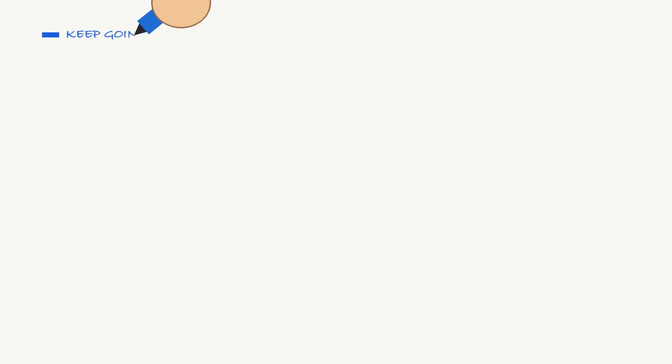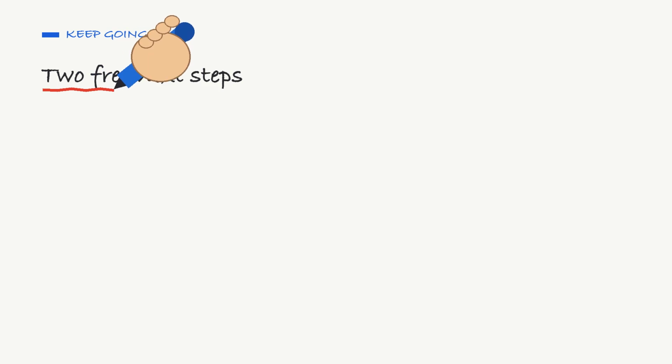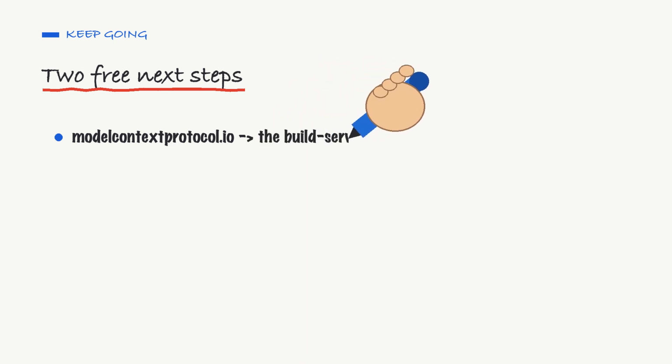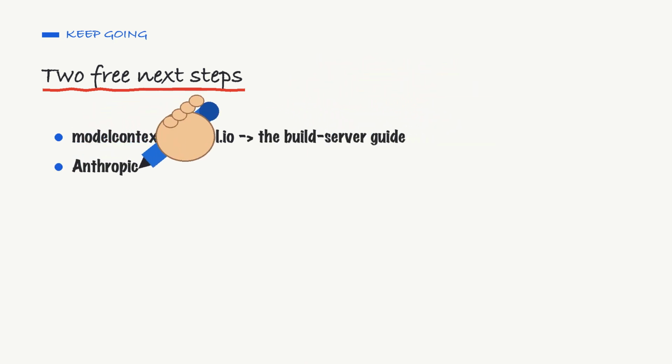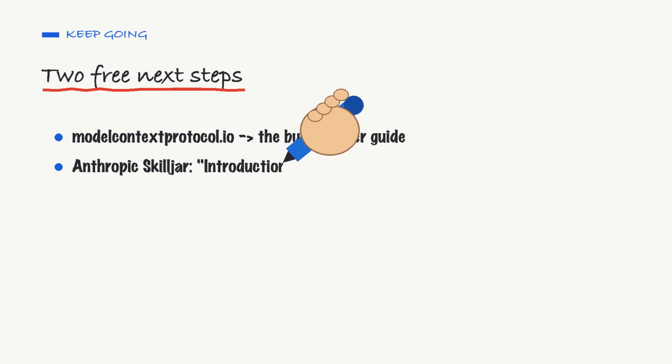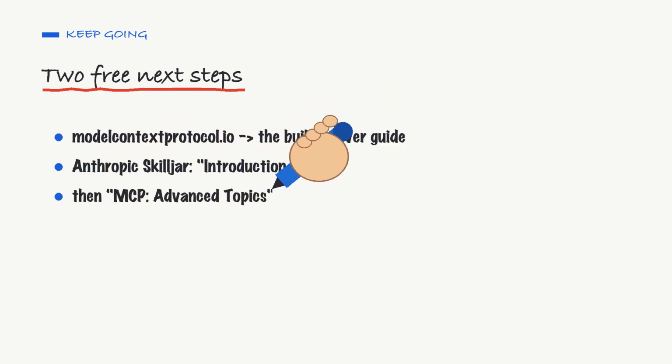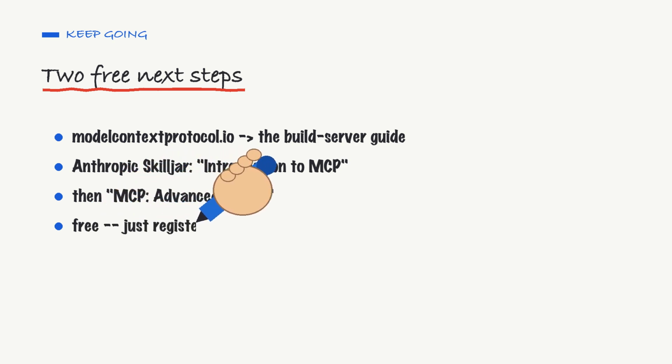Want to go deeper? 2 free next steps. First, the official build server guide at modelcontextprotocol.io. Everything we drew today, with complete code plus client examples. Second, Anthropic's free courses on Skilljar, Introduction to MCP and MCP Advanced Topics. Register, take them in order, and you'll go from your first tool to production patterns like resources, prompts, and remote servers.